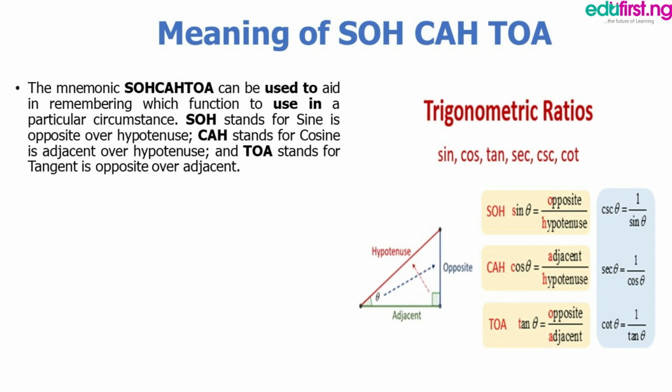So those are the three basic functions in trigonometry, and there are some other functions too. We have the sec, cosec, and cot. Cosecant is 1 over sine theta, sec is 1 over cos theta, and cot is 1 over tan theta. So let's check some worked examples. We're given this example here.